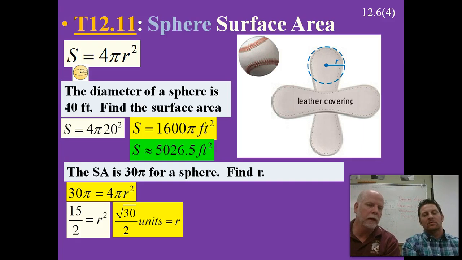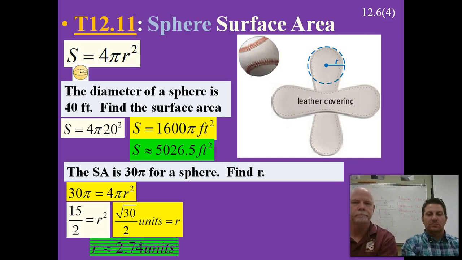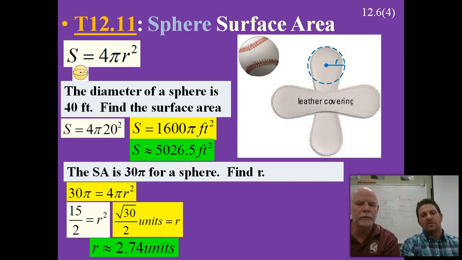It stays all underneath the radical. On the bottom we get radical 2 times radical 2, which is radical 4, and the square root of 4 is 2. And so we end up with radical 30 over 2 units for the radius of that particular sphere that has a surface area of 30 pi. Approximated to be 2.74 units, so if you were to plug that into your calculator.